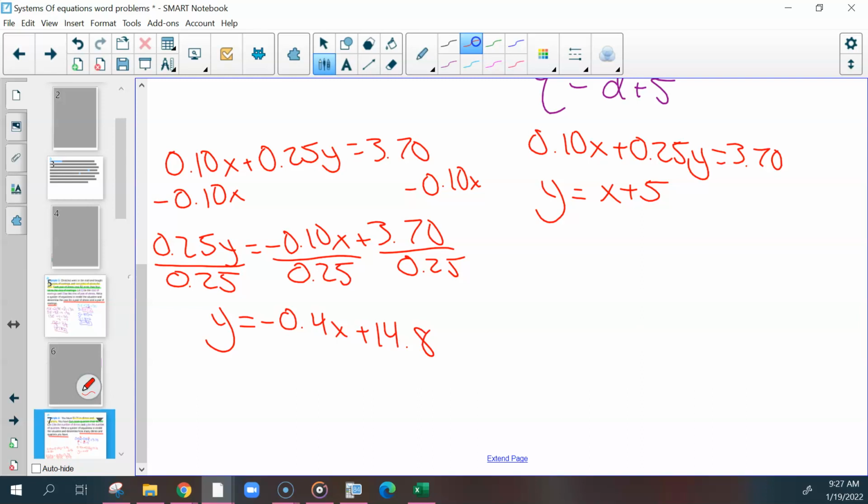If these are nice fractions, you could leave them as fractions, but that's completely up to you. If they're nice decimals, leave them as decimals. If they're repeating decimals, leave them as fractions. Now we have our two equations. Now we can put them in our calculator.